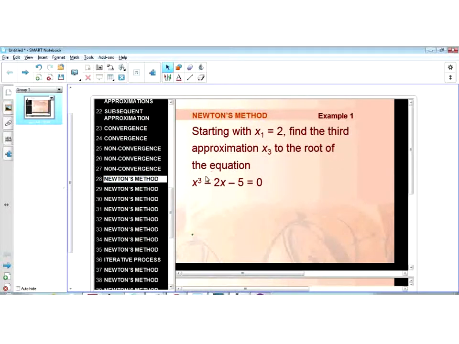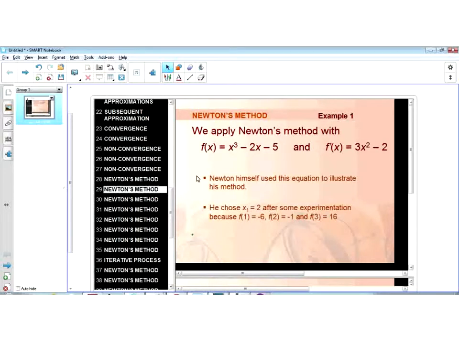All right, so let's see an example here. Let's find a root to the equation x cubed minus 2x minus 5, and we'll start with x of 1 equals 2. We want to find x of 3, the intercept of the second tangential line, and we'll use x of 3 as the root approximation. So let's see how that goes.